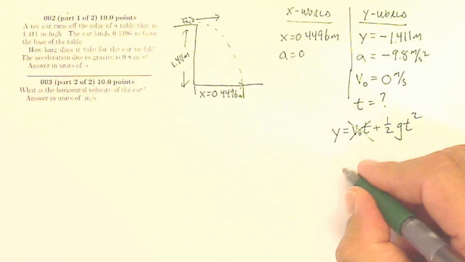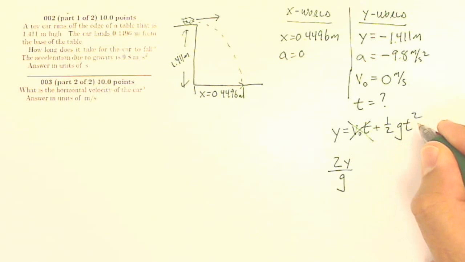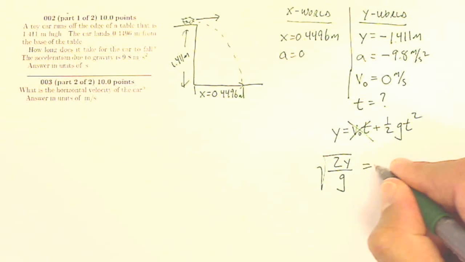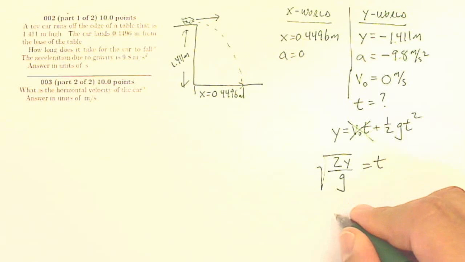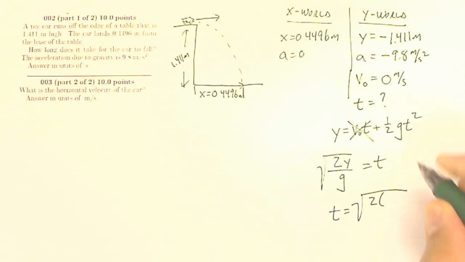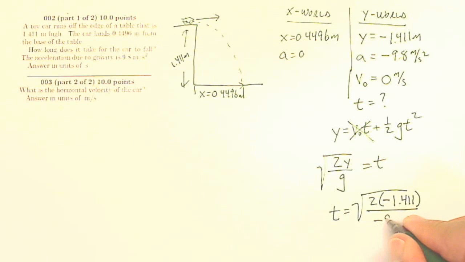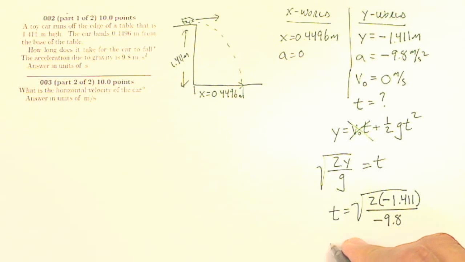So I'm going to multiply by 2, so I get 2y, divide by g, and that's going to equal t squared. So if I square root that, I'm going to get my time. So when I plug it in, I get my time equals the square root of twice my height, and my height is negative 1.411 meters, divided by my acceleration, which is negative 9.8. When I do this, this one's negative, this one's negative, divide them, it's positive, square root it, and I've got myself a time that is going to be positive. So there is the answer to question number 2.